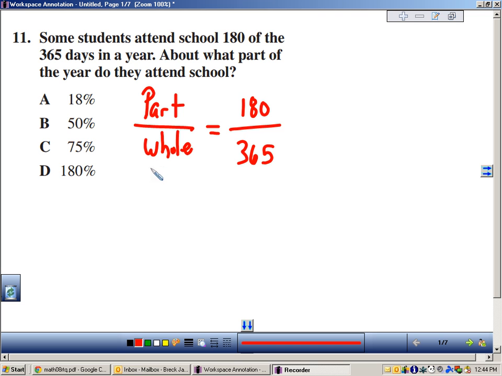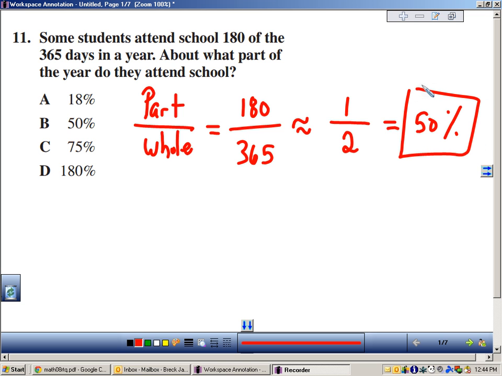Well, what you want to do is you want to think about what this is about. And if you remember, this is about, if I were to reduce it, about 1/2. And 1/2 is equal to 50%. So that is your answer. Now I want to make one clarifying comment here. How did I know that 180 is about half of 365?